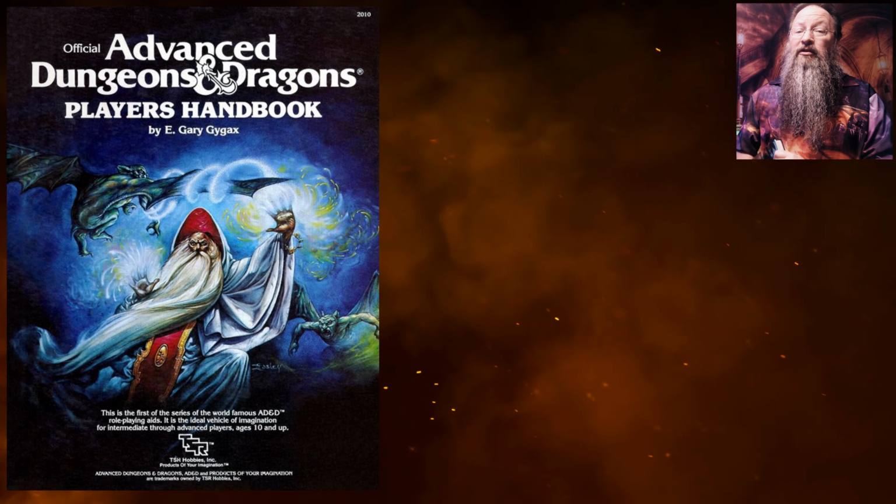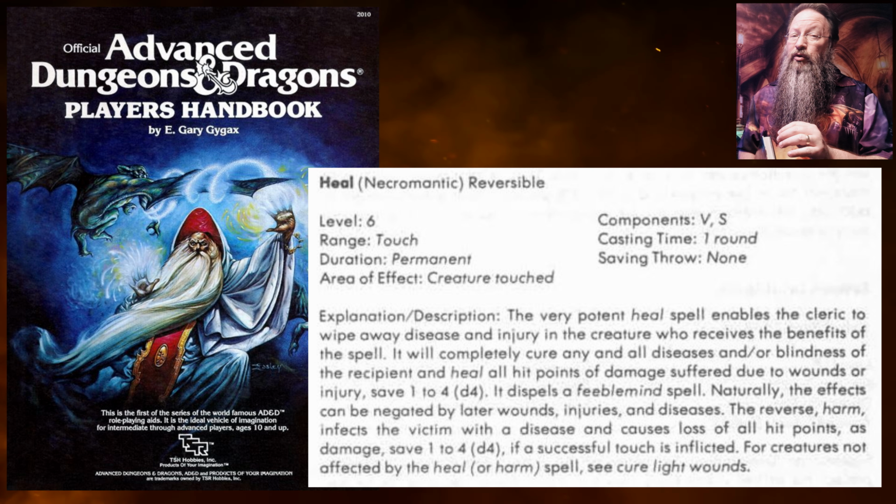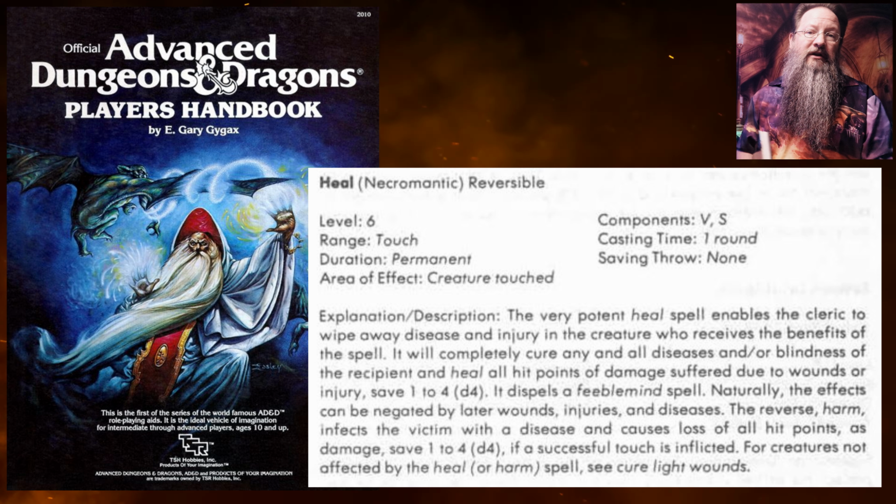GameMasters here, and back in the first edition of Advanced D&D, the spell Harm sort of existed, except it was called Heal. Bear with me. But the Heal spell was reversible. It fell under Necromancy, which may seem a touch odd for a spell that could heal you, but even back then, necromantic spells manipulated the energies of life and death, which includes healing.